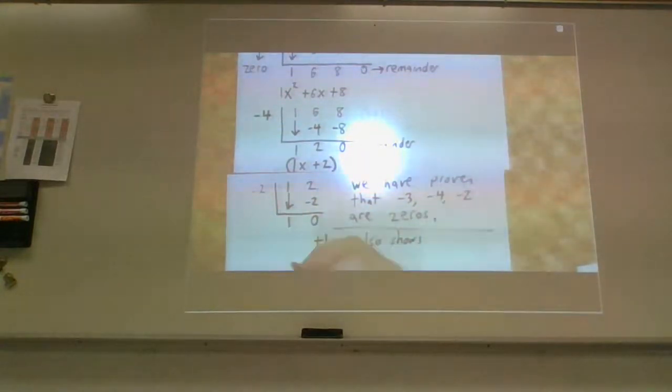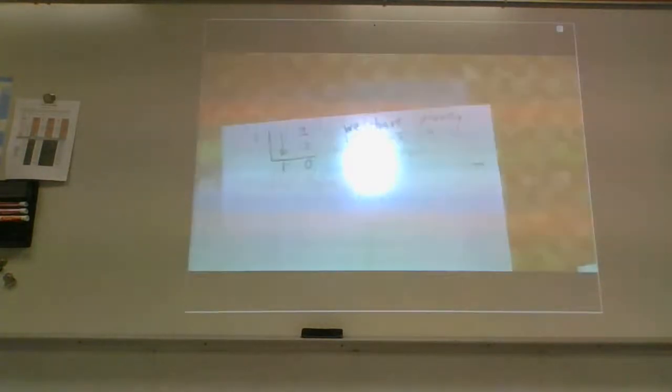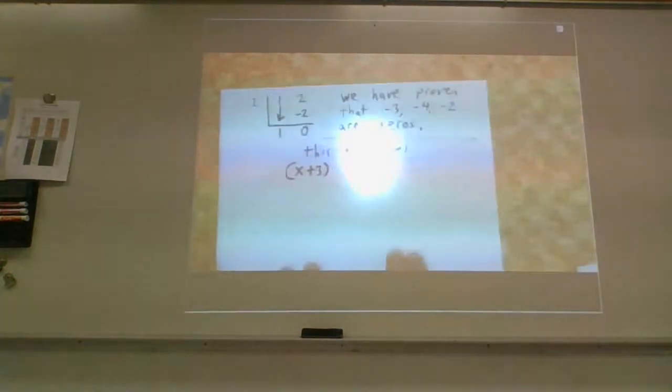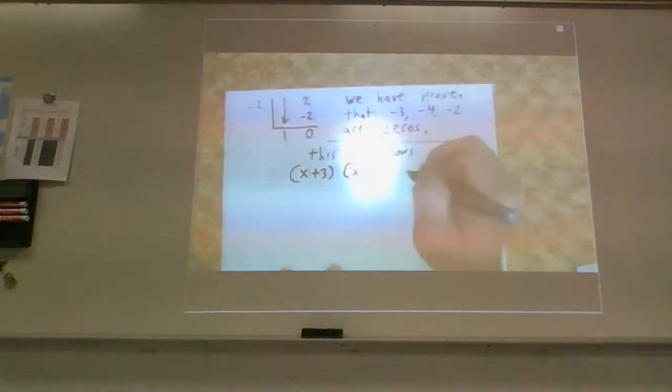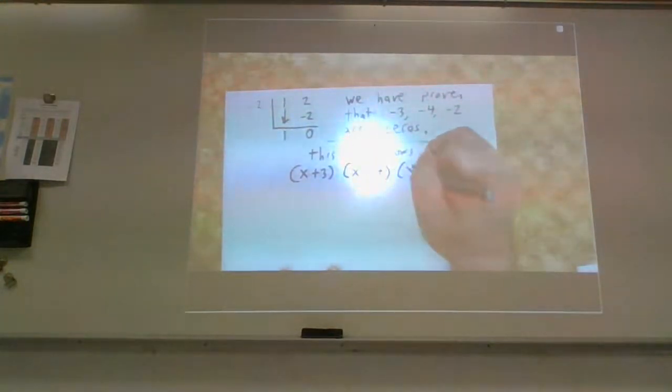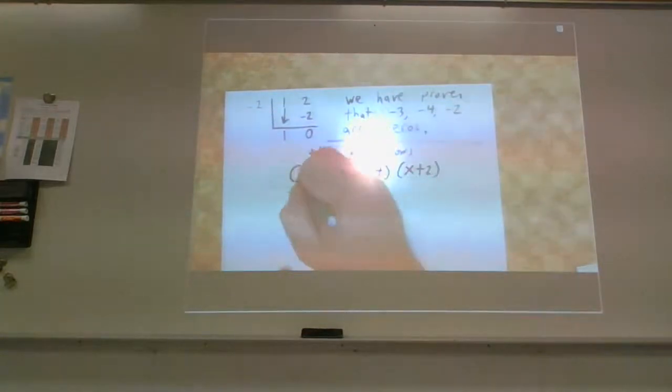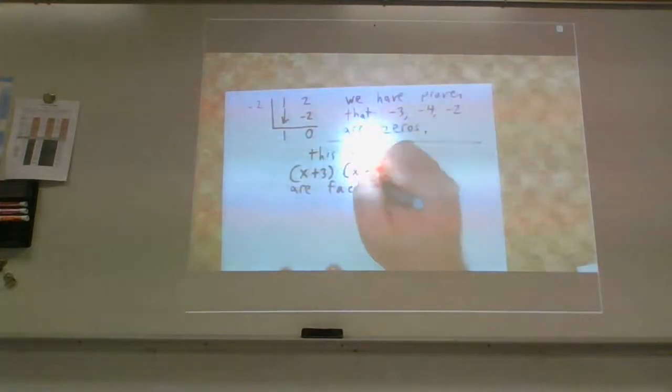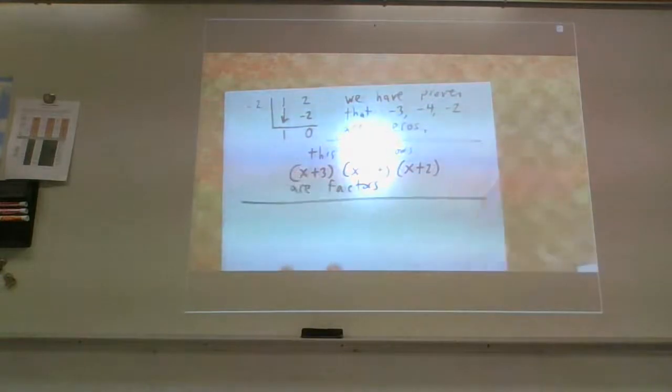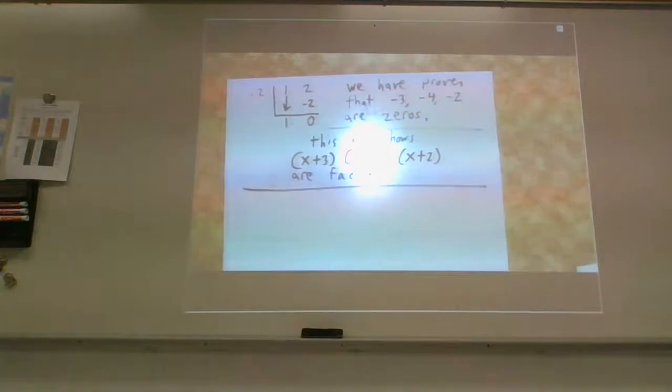This also shows x plus 3, x plus 4, and x plus 2 are factors. We have successfully answered the problem. The problem was, hey, factor completely, find all the zeros of the function. We've done that. We've proven it.